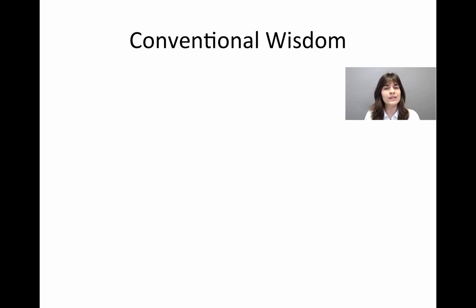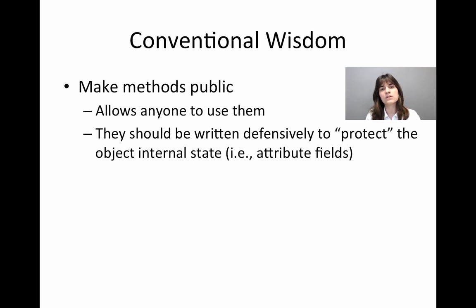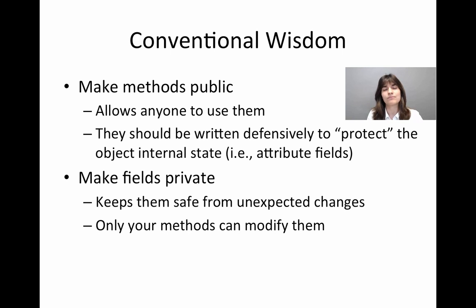How then should we be using these access modifiers? Which one should we be using under what circumstances? The conventional wisdom is that we should make the methods public, allow anyone to use them, and having that in mind, we should write the method bodies, as we say, defensively, so that we protect the internal states of objects. At the same time, the way to protect the state of objects is by making the fields private. Only the methods of our own class should be able to modify them.